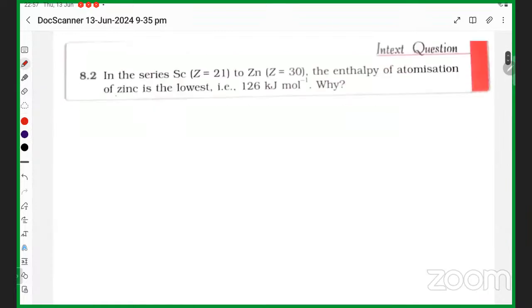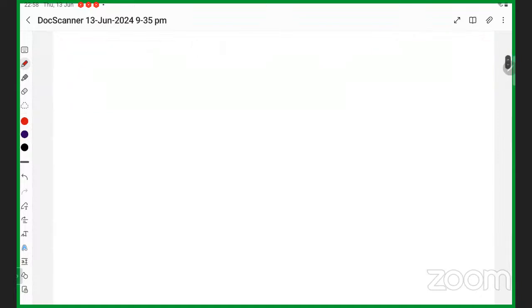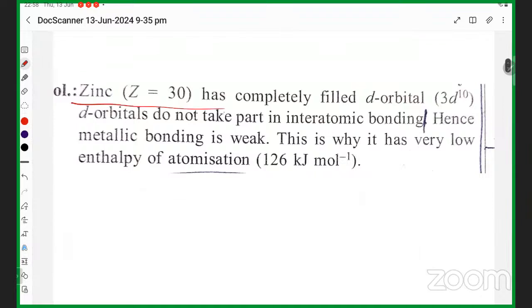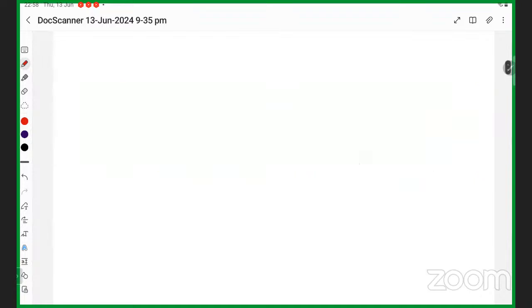Now see, in the series scandium to zinc, the enthalpy of atomization of zinc is lowest, 126 kilojoule per mole. Sir, we discussed this problem the day before yesterday: zinc has no unpaired electron, so the bond is weak, so the enthalpy of atomization is low. Zinc has a completely filled d orbital that does not take part in interatomic bonding, hence metallic bonding is weak. That is why it has a very low enthalpy of atomization. That is correct.